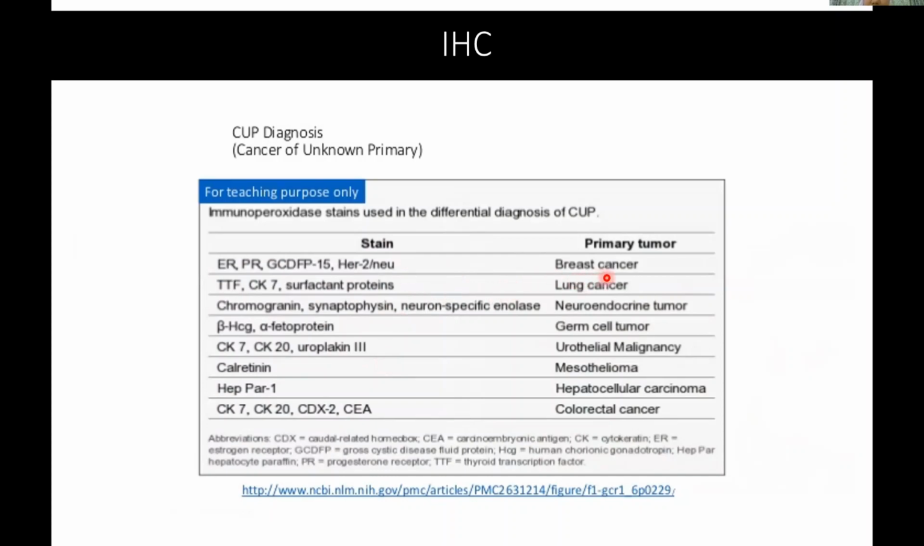For example, for breast cancer, we can do ER, PR, GCDFP15, and mammaglobin. These are all related to primary breast cancer. For lung, CK7. If it is a neuroendocrine tumor, you need to do neuroendocrine markers such as chromogranin, synaptophysin, and NSE. For germ cell tumors, there are many other stains for germ cells. Hepatocellular carcinoma, HepPar1. Colorectal, CDX2, okay? All right.